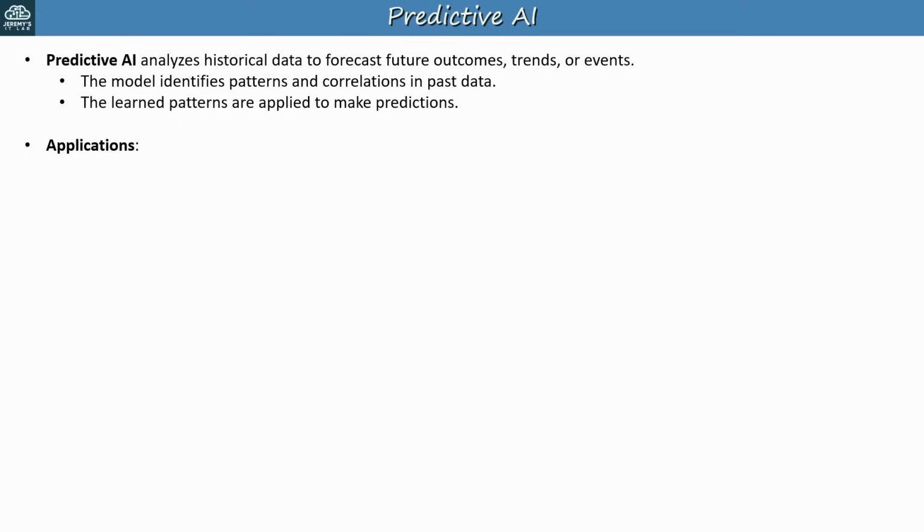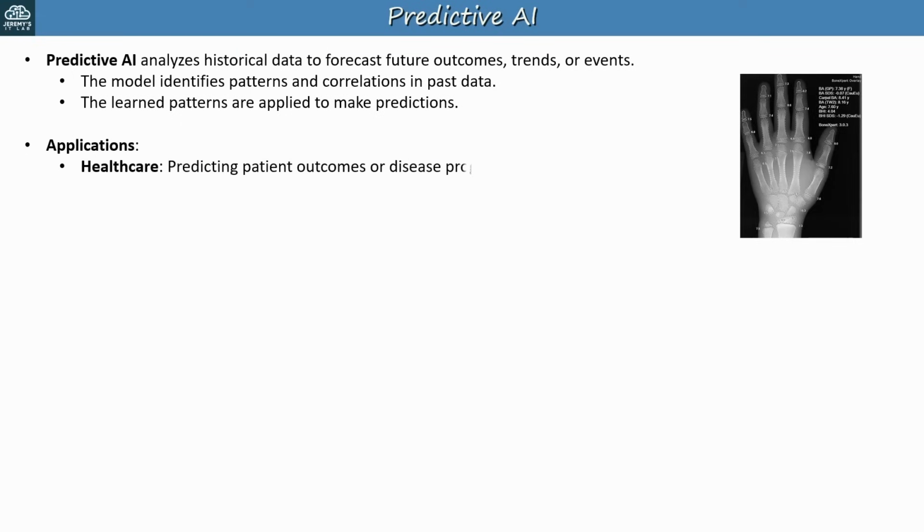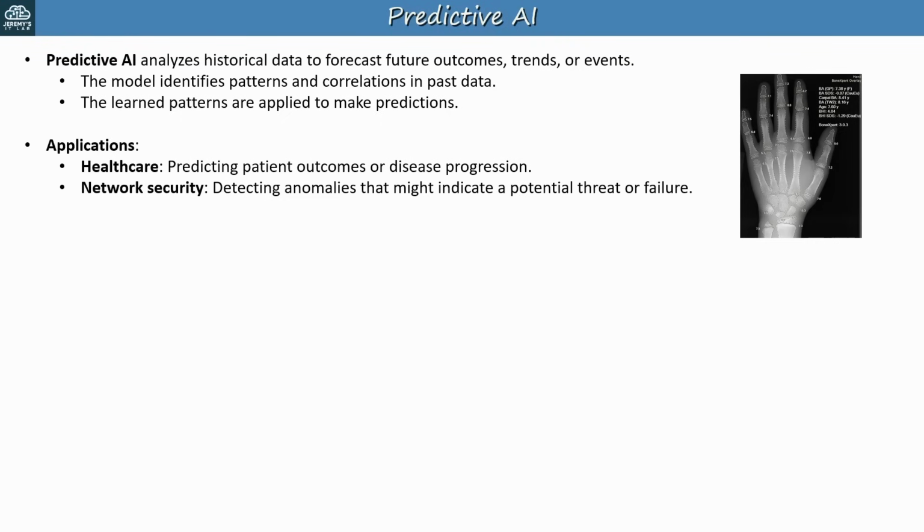Let's list a few. In healthcare, it can predict patient outcomes or the progression of diseases, helping doctors make better treatment decisions. For example, AI can analyze an X-ray to identify diseases earlier than a doctor might in many cases. In network security, it's used to detect anomalies that might indicate potential threats or failures. It's also used in traffic management, where it can predict congestion based on both historical and real-time traffic data. I'm referring to road traffic here, but predictive AI can play the same role for network traffic, predicting congestion or potential bottlenecks based on usage patterns.